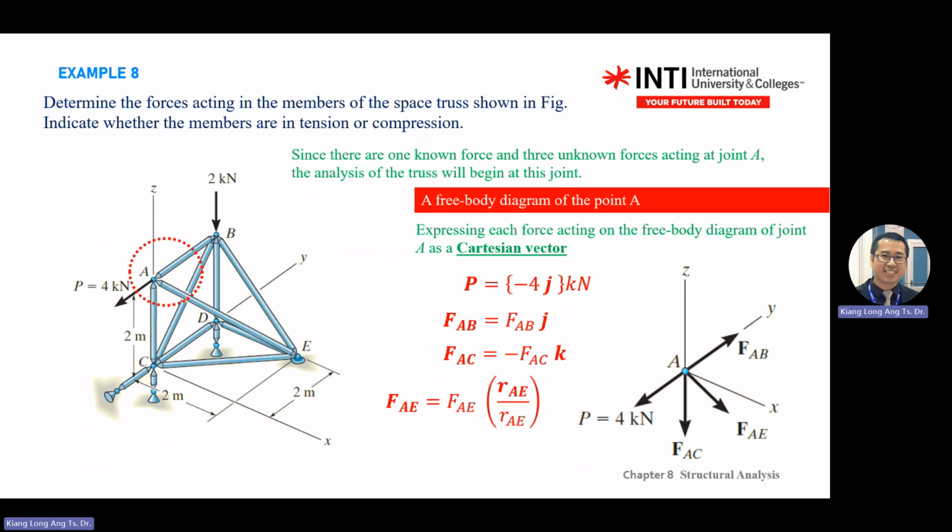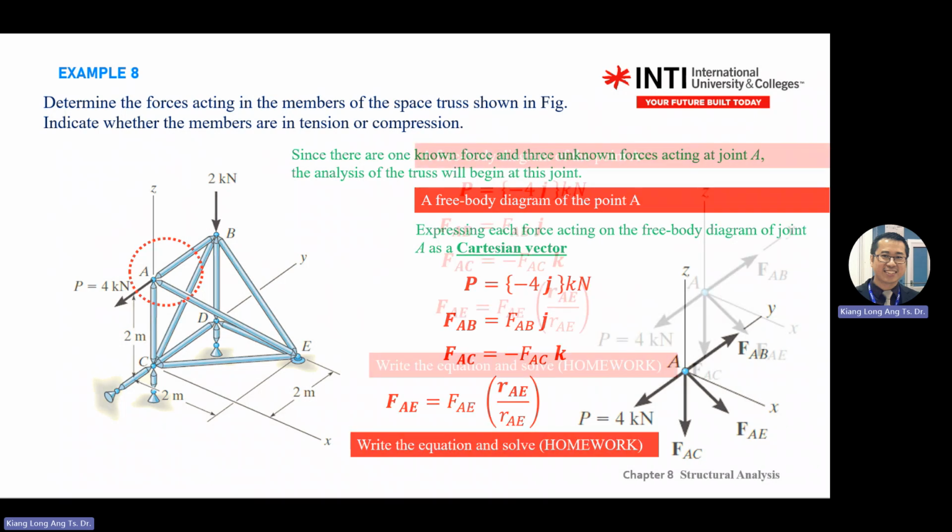The concept is to solve using the equations of equilibrium: all the forces equal 0, all the moments equal 0, at point A. Here you don't need moment, only the sum of forces equals 0. Then group I, group J, and group K together. All the I terms together equal 0, all the J terms together equal 0, all the K terms together equal 0. Then you find the answer.